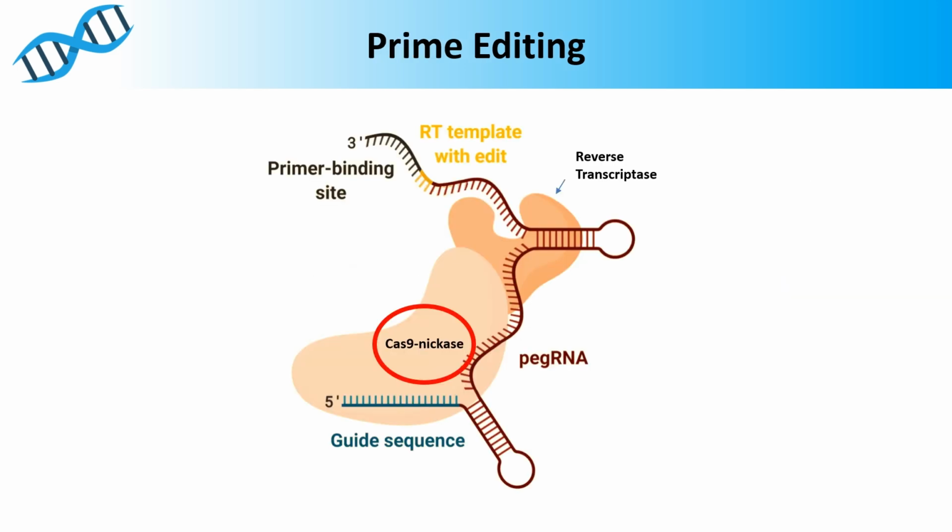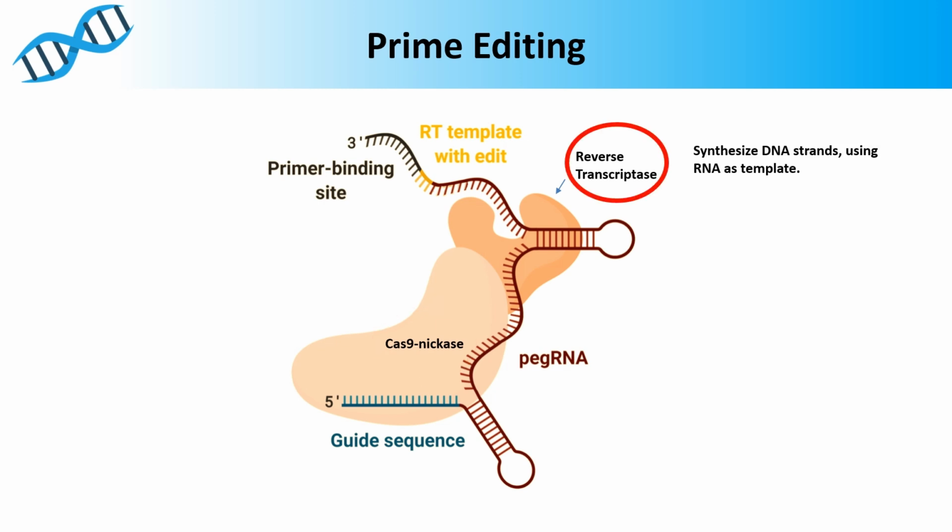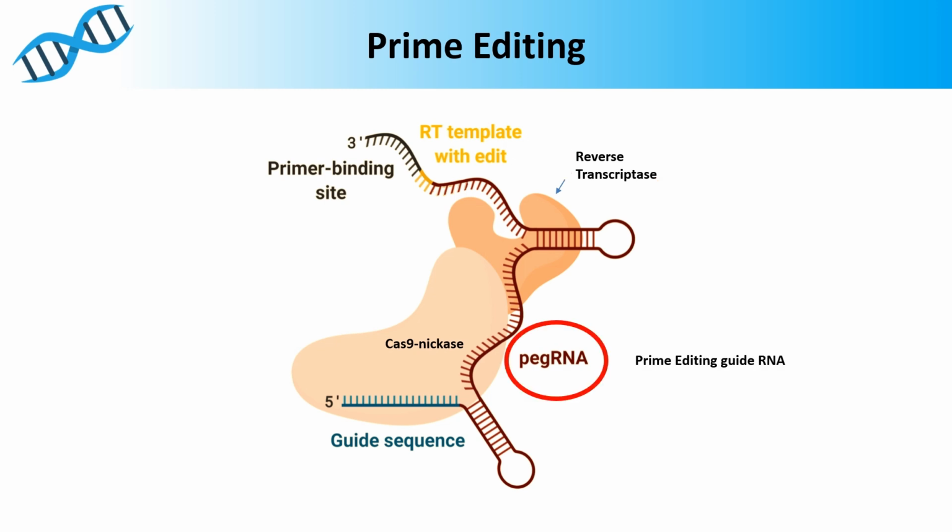And again, this involves the use of a Cas9 nickase, but this time it's fused to a reverse transcriptase. As some of you may know, this is an enzyme that can be used to synthesize DNA strands using RNA as a template. And it's a little trick that's been borrowed from retroviruses. So, like other systems that I introduced, it also requires a guide RNA to guide the Cas9 fusion protein to the target region. But this time, the guide RNA looks a little bit different, of course, and you'll see why soon. And it's referred to as a prime editing guide RNA, or pegRNA for short.